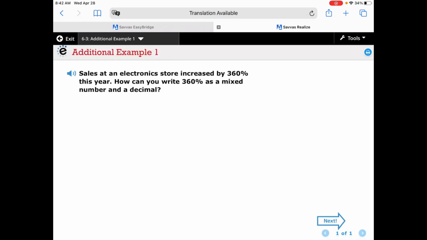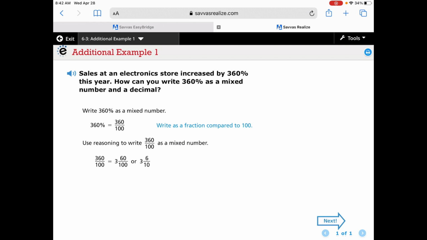All right, let's take a look at one more example. It says sales at an electronics store increased by 360%. How can you write this as a mixed number, basically a fraction, and a decimal? All right, so let's do the mixed number. We have 360 over 100. We divide, resulting in 3 and 60 over 100, which can be reduced to 3 6/10.